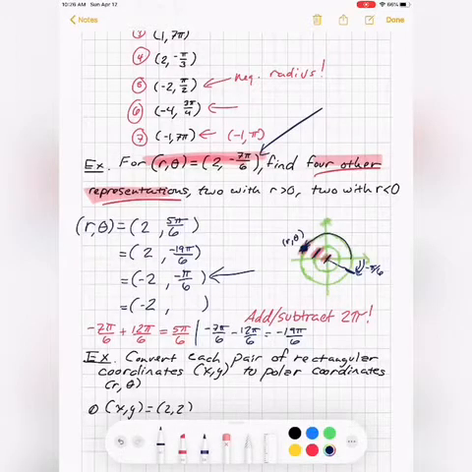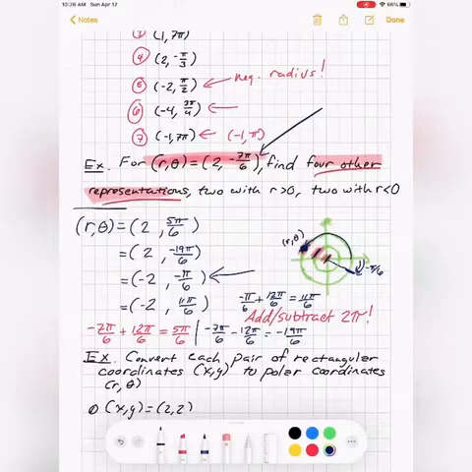Now I can take that negative pi/6 and add or subtract 2 pi. So 11 pi/6 would be another way to get to the same point, wouldn't it? And I can just keep on going with those angles if I wanted to.